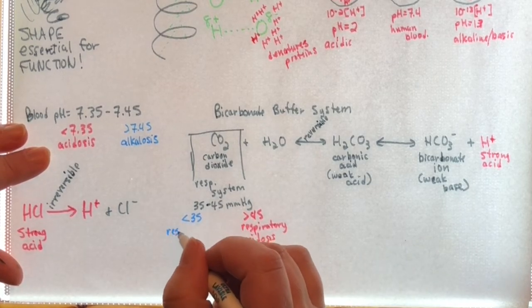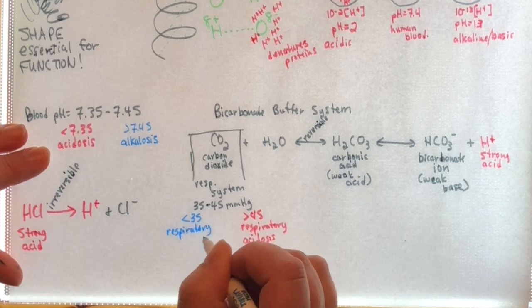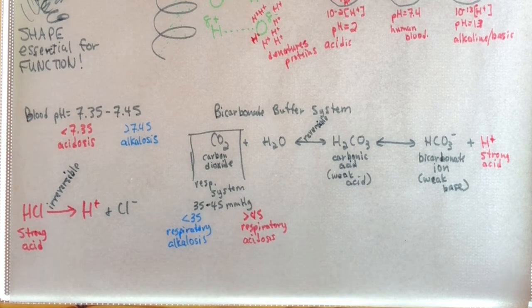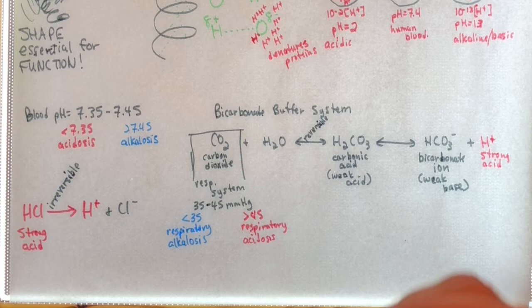But of course, the opposite thing can happen as well. Under certain circumstances, you can actually get rid of too much carbon dioxide. Your partial pressure of carbon dioxide goes below 35. This would be called respiratory alkalosis. One example of how this might occur is if a person is hyperventilating, breathing in and out perhaps at a fast rate, but mostly at a very deep rate.